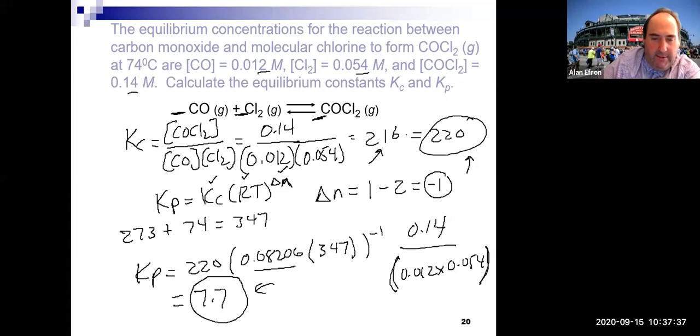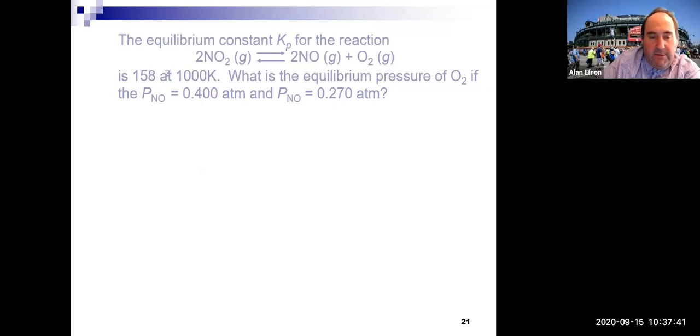All right, so why don't you try another one here? Let's see here. The equilibrium Kp is 158. What is the equilibrium pressure of O2, if the equilibrium pressures of each of the other gases are given? It is missing something there. So let's see.